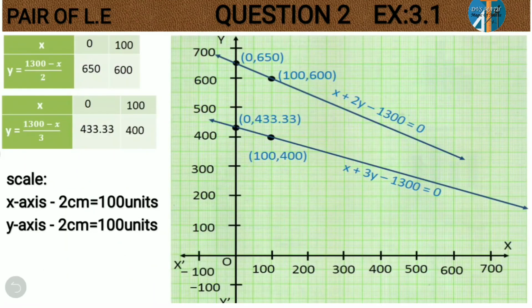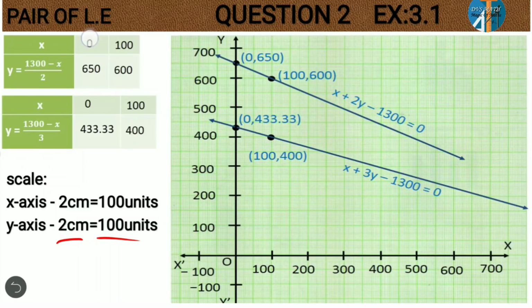So if you plot the graph, first observe the scale. Here on the x-axis, we took two boxes, so it is 2 centimeter. How many did you get? 100, 200, so that means 100 units. Again on the y-axis also two boxes, so it is 2 centimeter, and it is 100 units. So now let us plot the graph.